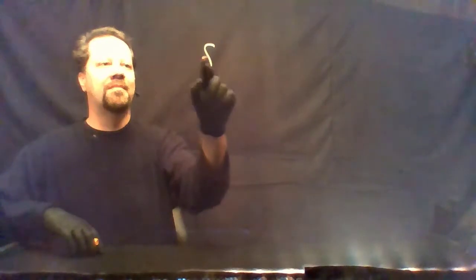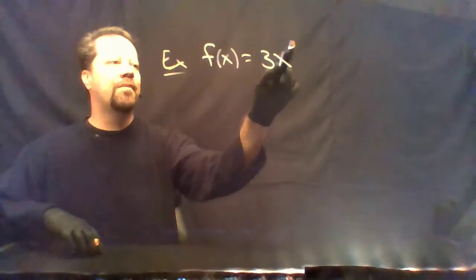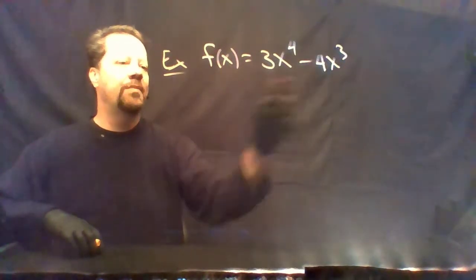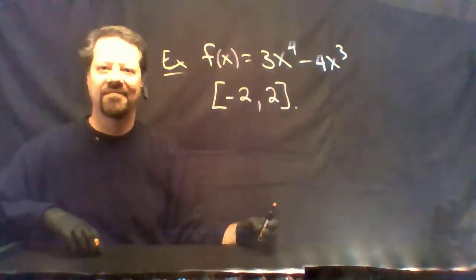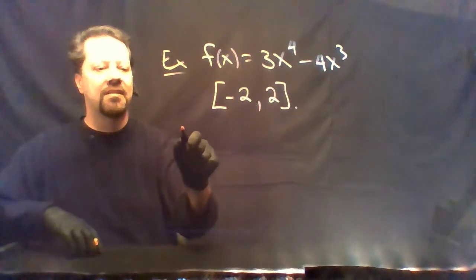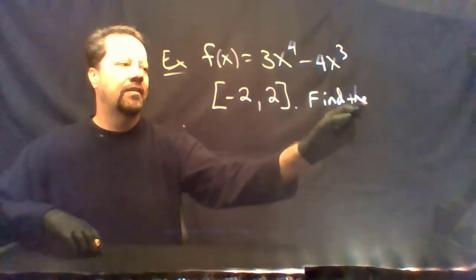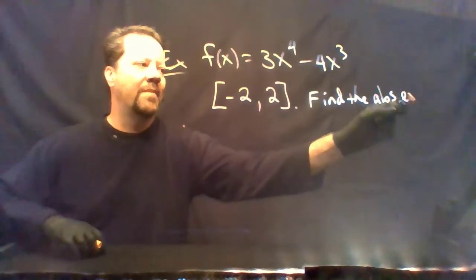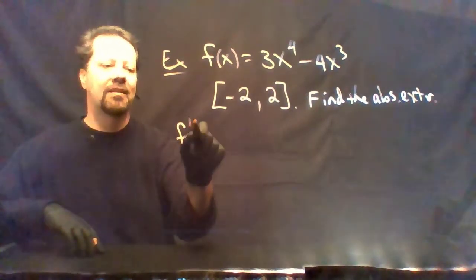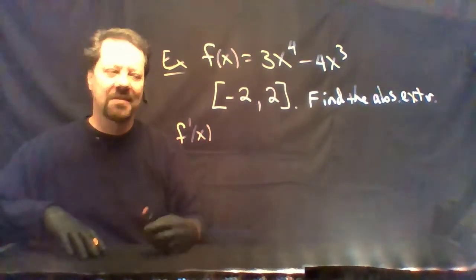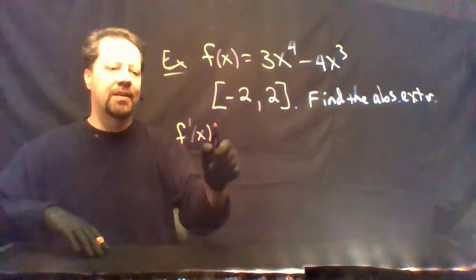So, for example, suppose my function is 3x to the fourth minus 4x cubed, and I'm constraining myself to the interval -2 to 2. I want to find the absolute extrema. So step number 1. Let's find the critical points. This function is differentiable everywhere, so we only need to find the locations where the derivative is equal to 0.